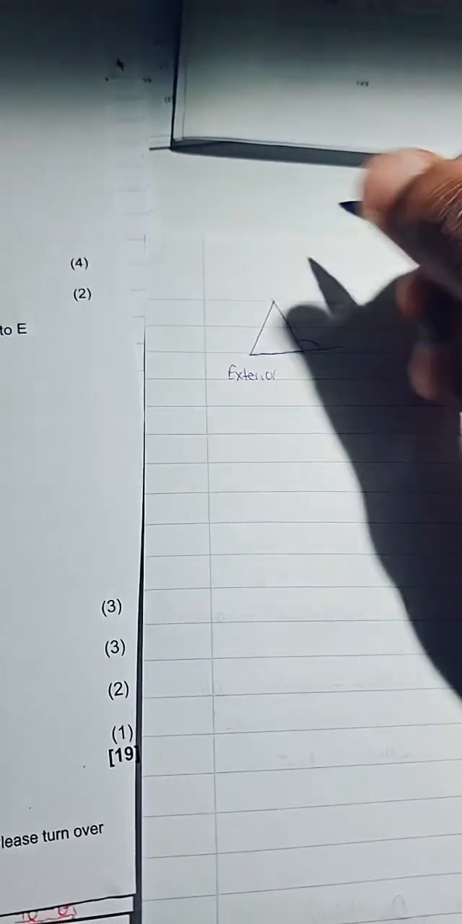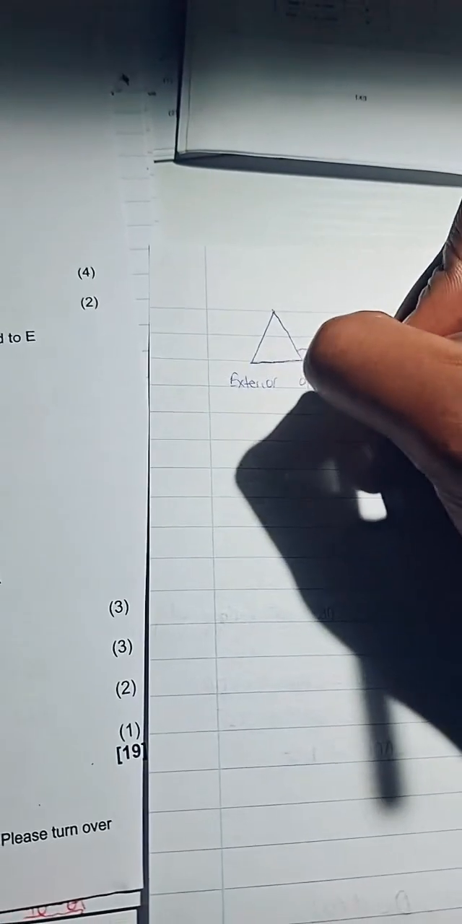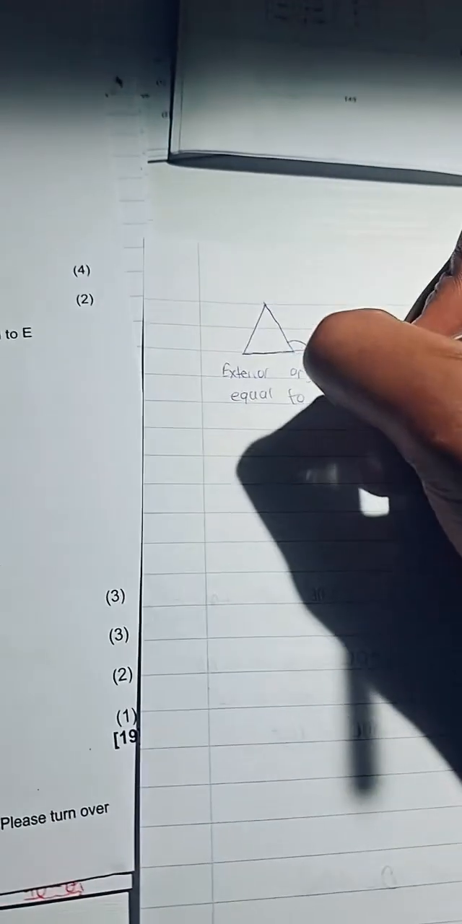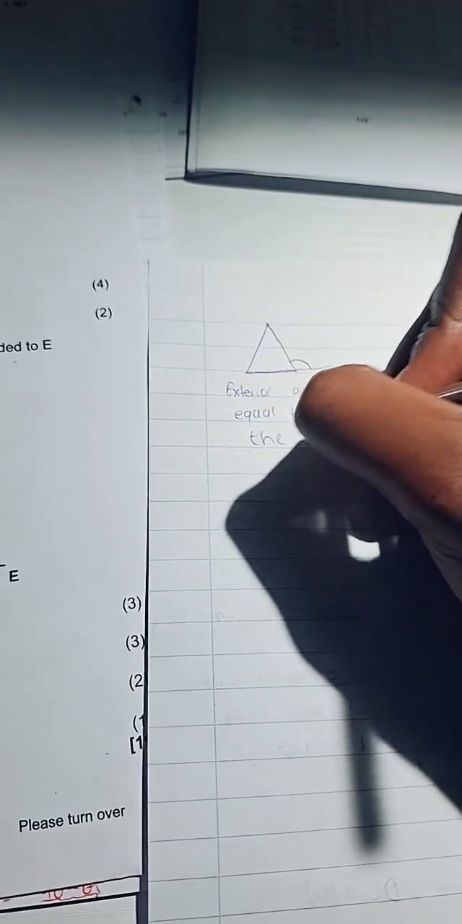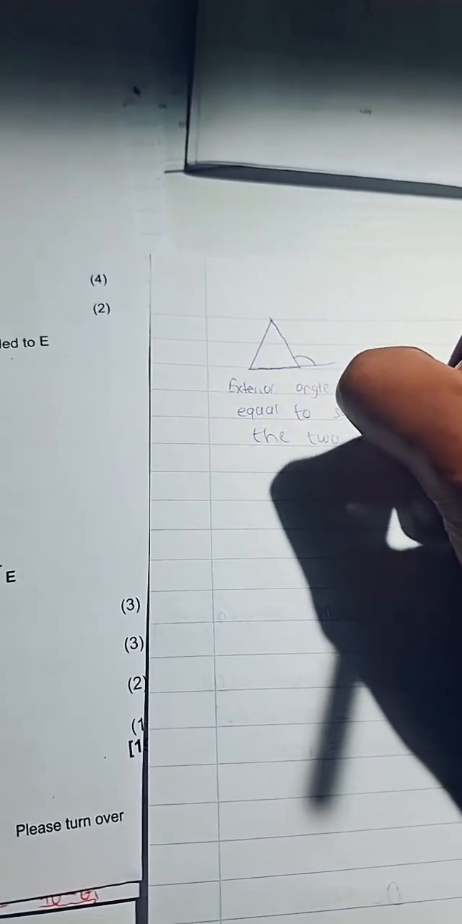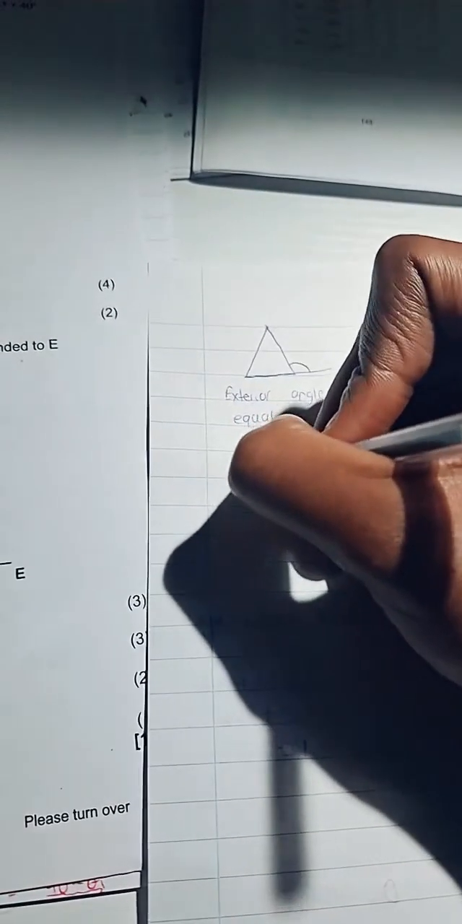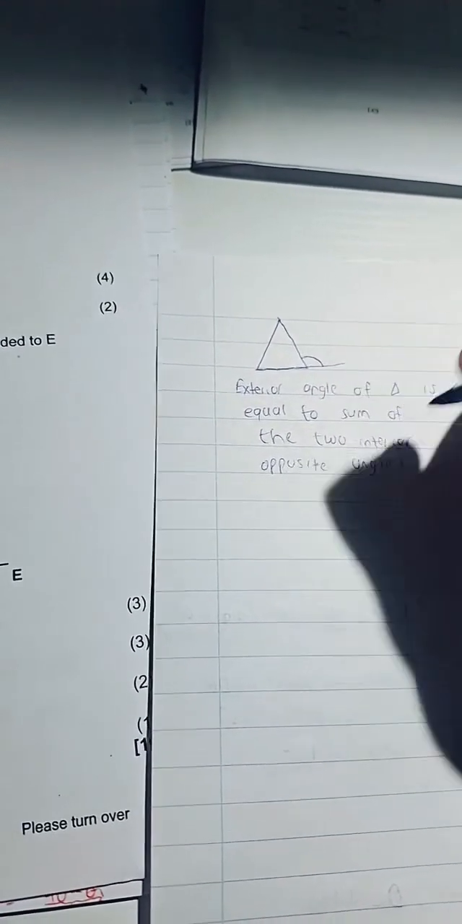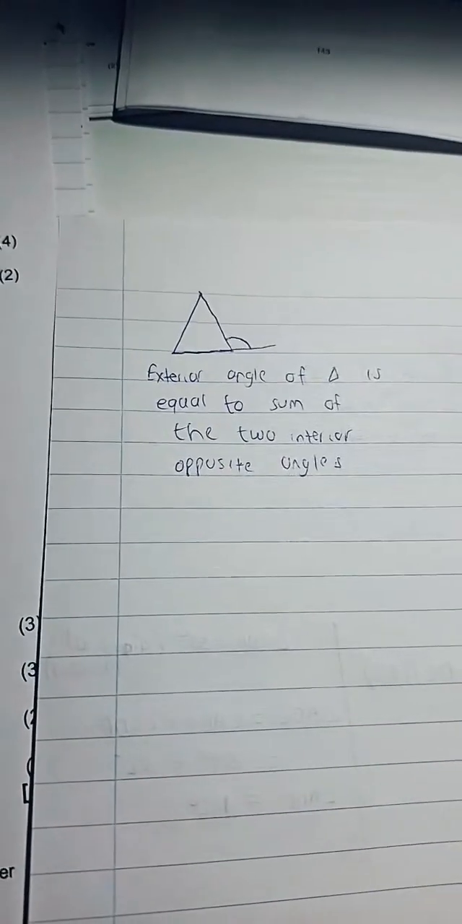And there's something that we note when we're talking about the exterior angle. The exterior angle of a triangle is equal to the sum of the two interior opposite angles. Something you need to know in geometry.